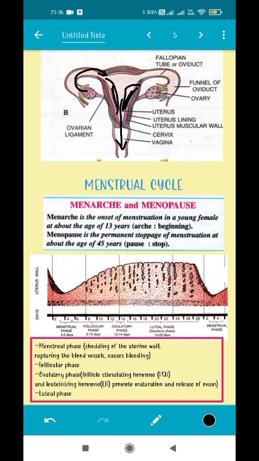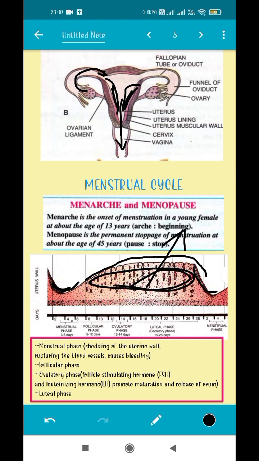As you can see in the figure below, the uterine lining initially was thin, but now it has thickened. It was waiting for the arrival of an embryo, but when it doesn't happen, this entire portion is removed from the body. The blood vessels also get ruptured, which causes bleeding, and again it becomes thin, and again the next cycle starts. So it lasts for almost 28 days, but it can differ from person to person.